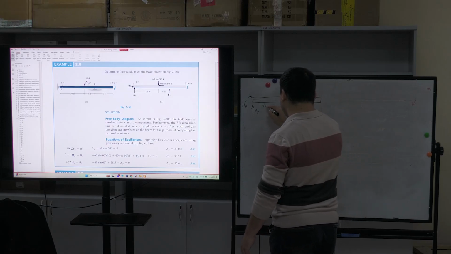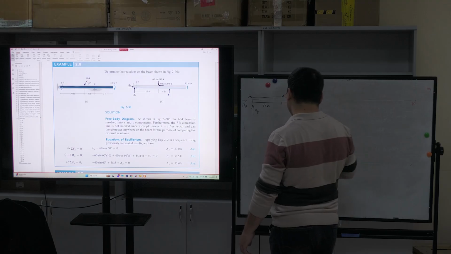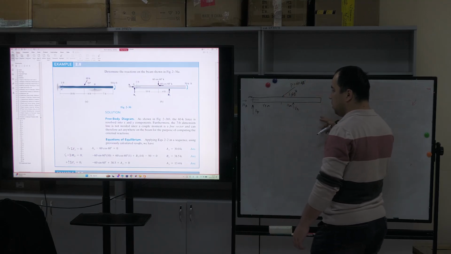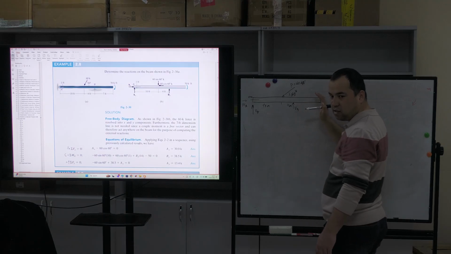So here again 10 meters. Here we have another reaction force, VB, after 4 meters. And here, can I add it or do I not need it? Let's remove it for this case.